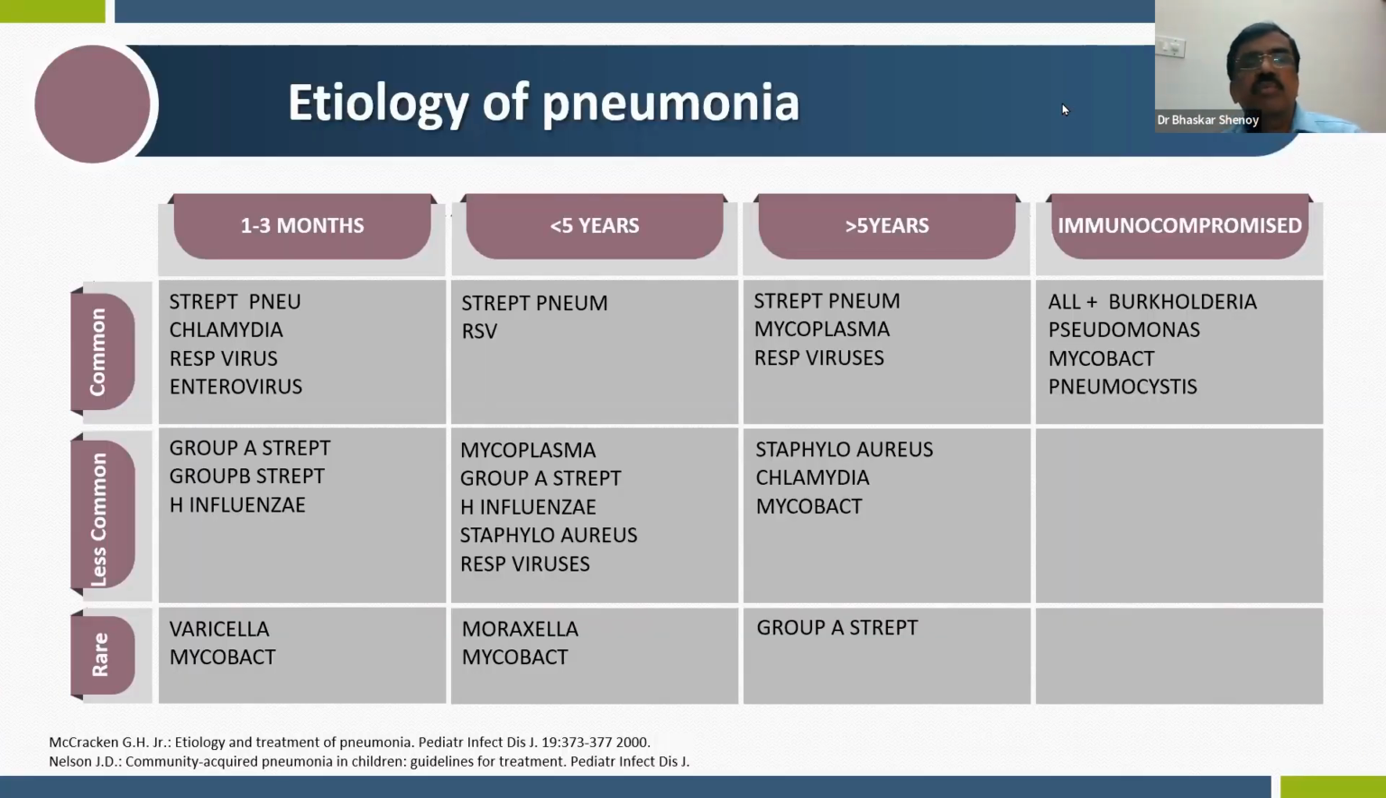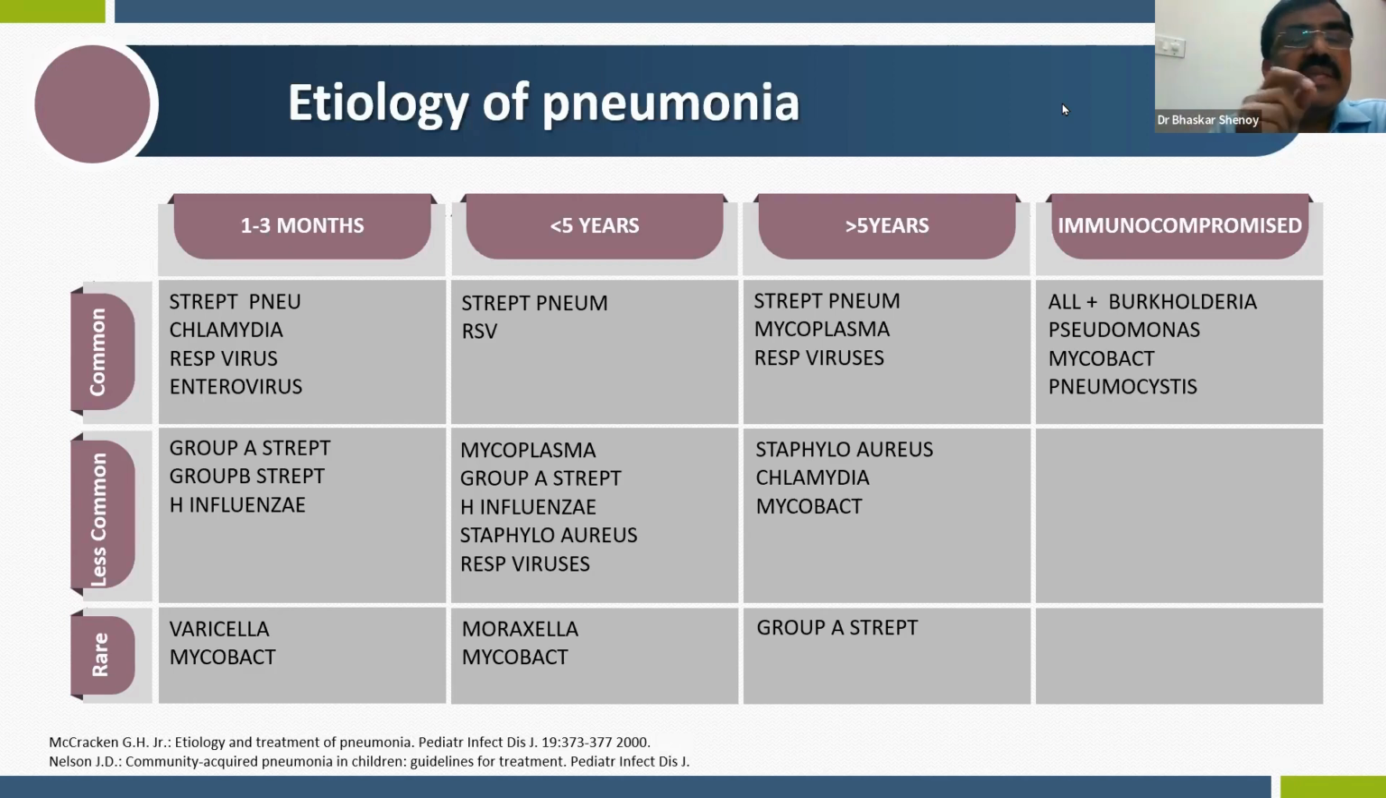Etiology of pneumonia is very important because that helps to make a rational choice of antibiotics. In a child who is 1 month to 3 months, the common etiologies are Streptococcus pneumoniae and chlamydia, viruses, etc. Uncommon are Group A, Group B Streptococcus, H influenzae.